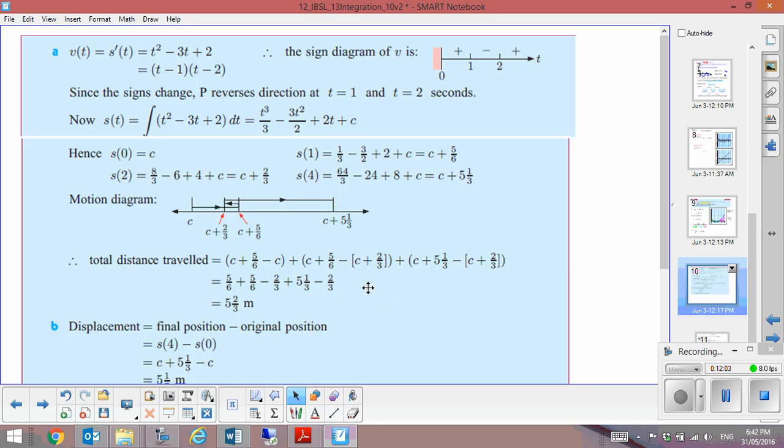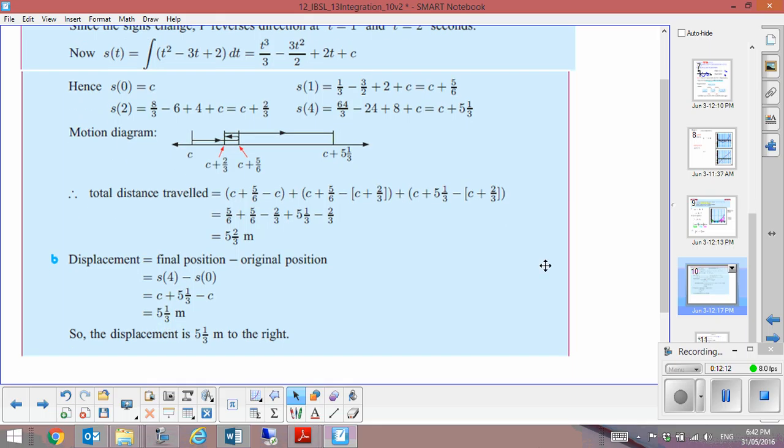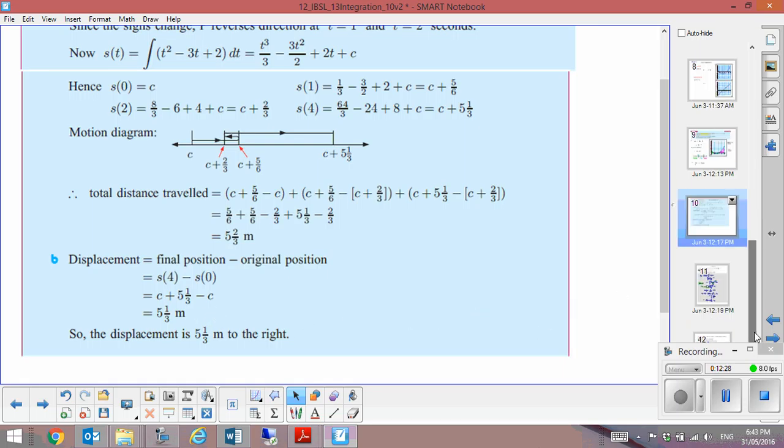The c's all cancel out. Overall, the distance travelled is 5 2/3. So that, to me, is a more complicated way of dealing with it. The change of the displacement, the final position minus the initial, they've just simply got s of 4 and minus s of 0 and subtracted them. So overall, there's a change of 5 1/3 metres to the right. Anyway, so that's the way they did that. As I said, I think it's a little bit complicated. You don't need to include all the c's.